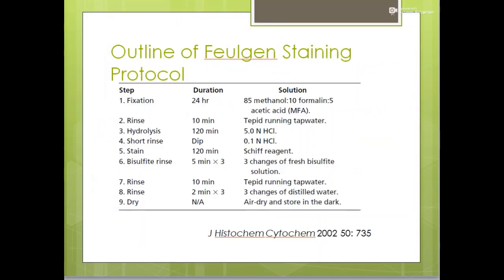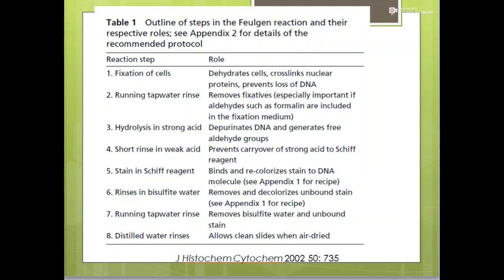So let me just give an outline. For Feulgen staining, you have to fix your tissue, rinse it, hydrolyze it with acid, wash it again, and stain it with Schiff's reagent. Sometimes people give a bisulfite treatment, then running water treatment, air dry and view it. What is the basis of each step? Fixation dehydrates the cell, cross-links the nuclear proteins and prevents the loss of DNA. Running tap water removes all the fixatives. Then acid hydrolysis depurinates DNA and generates free aldehydes.